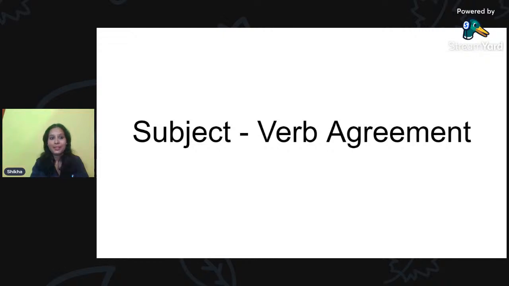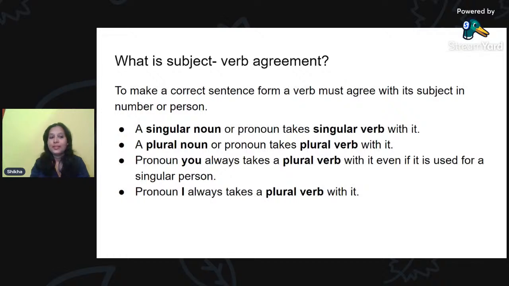Most of us make mistakes because we don't have this idea of how we can match our subject with our verb, or we might not have a clear concept about it, right? So today we are going to learn the concepts of subject verb agreement and how we can agree our verb with our subjects. Okay, so here there are some rules. To make a correct sentence, a verb must agree with its subject in number or person.